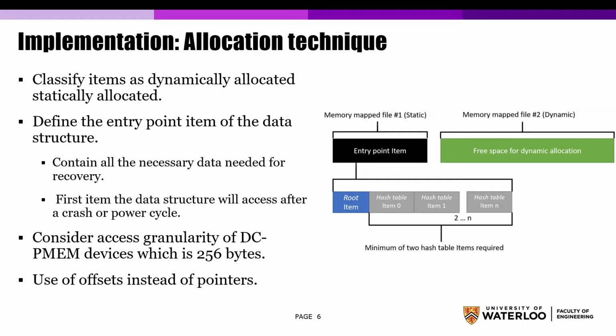A second memory map file will be used for dynamic allocation. For the static file, we set the root item and a set of hash table items as part of the entry point item. We decided to statically allocate hash table items since arguably during execution we only need 2 instances of this item being present, one pointing to the current table and one pointing to the new table. Then we can reuse these statically allocated hash table items similarly to that of a circular buffer and at the same time reduce the complexity of dynamic allocation.